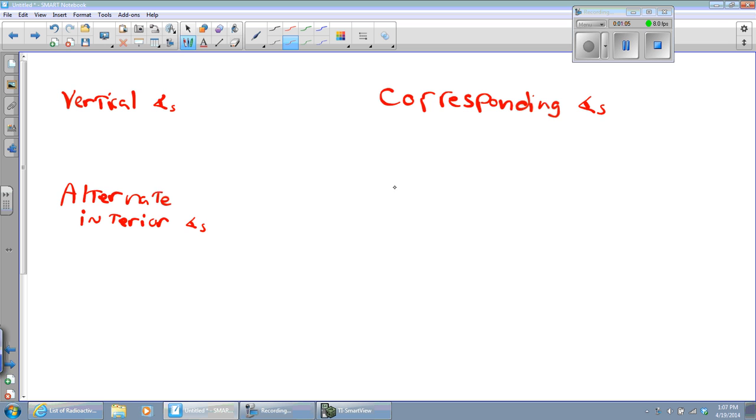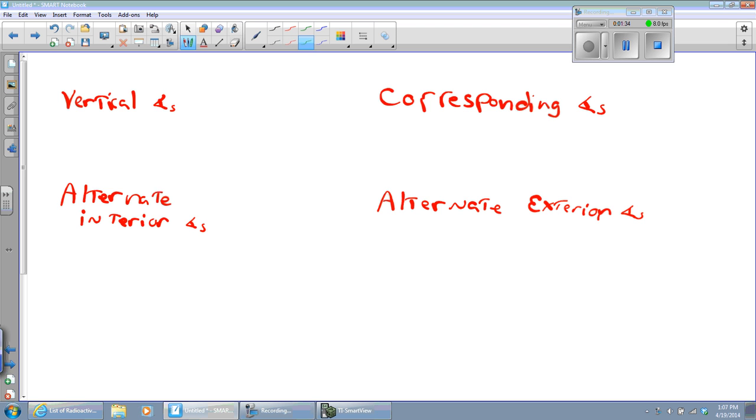I'm forgetting. I know there's alternate exterior angles. Okay. And these are all different types of congruent angles. And I'm going to show you how to identify them. It's really easy, but you've got to put the name with the hint I'm going to give you.